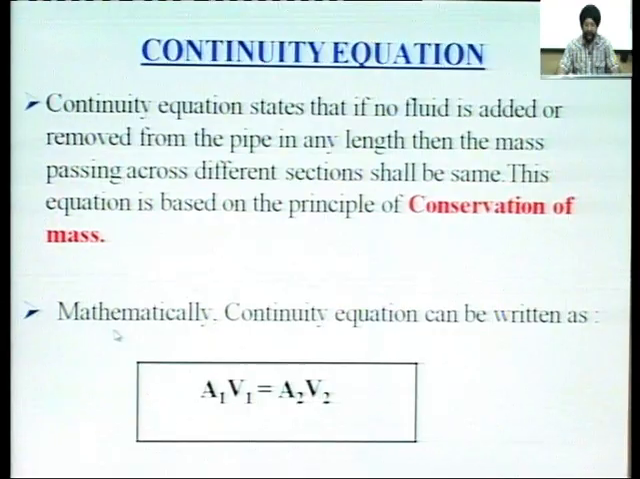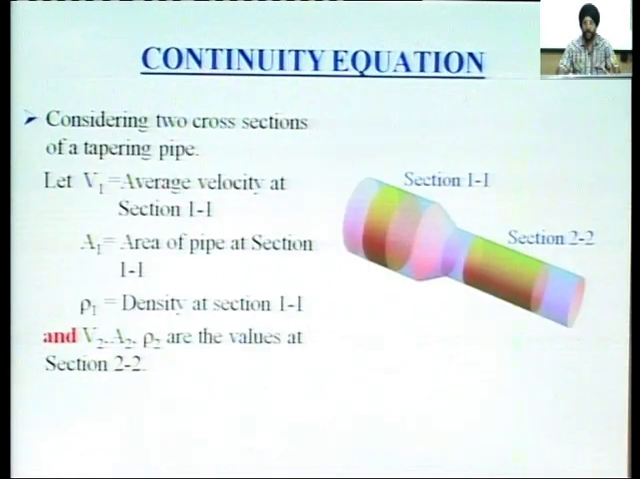Mathematically, the continuity equation can be written as the discharge at one section is equal to the discharge at the other section: A1V1 equal to A2V2. This is the continuity equation. Now look at this demonstration. If you have a pipeline from here to here, it has a larger diameter, and from this joint till here, for section 2-2, we have a smaller diameter. So we have two sections in a particular pipeline.